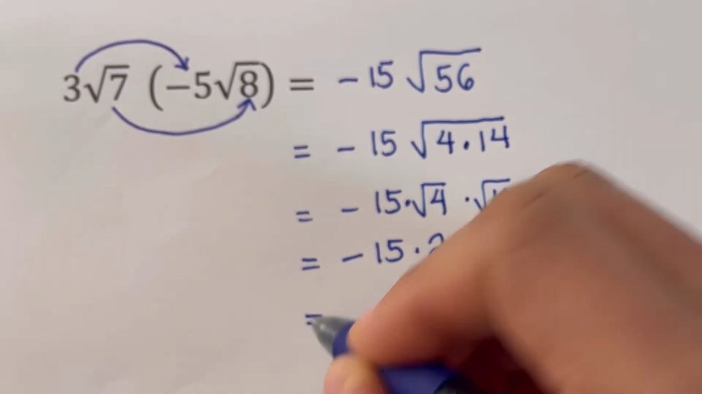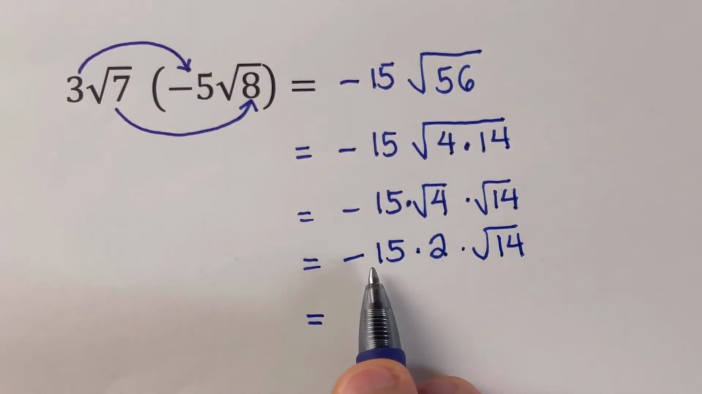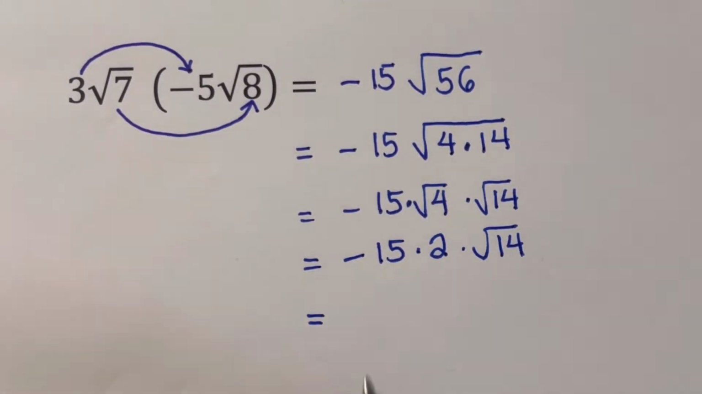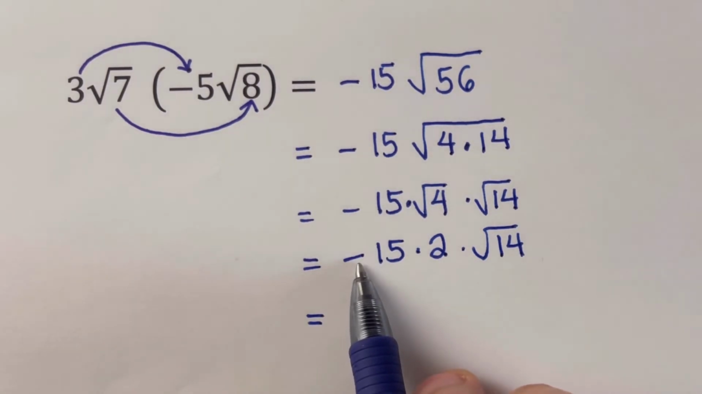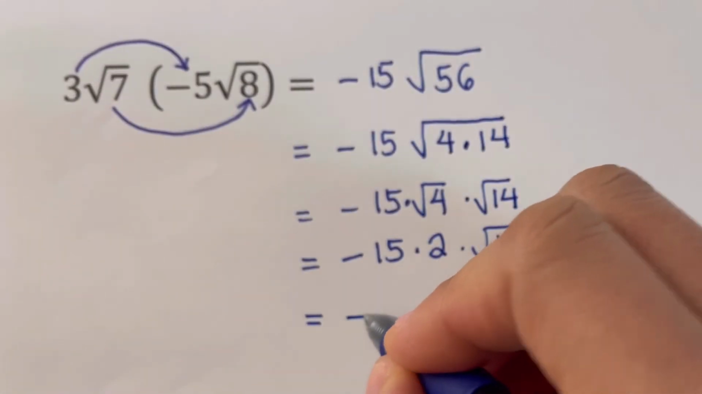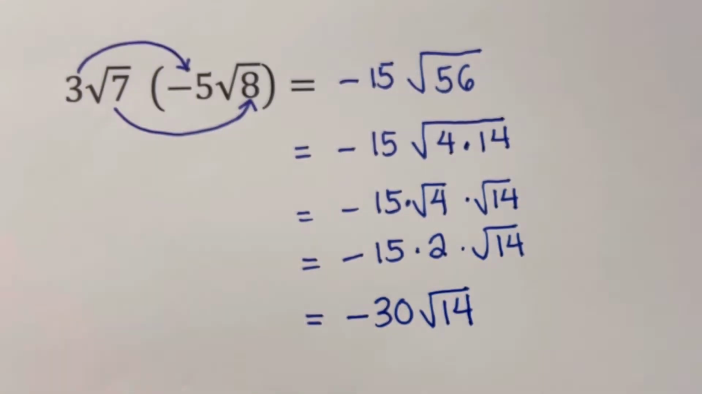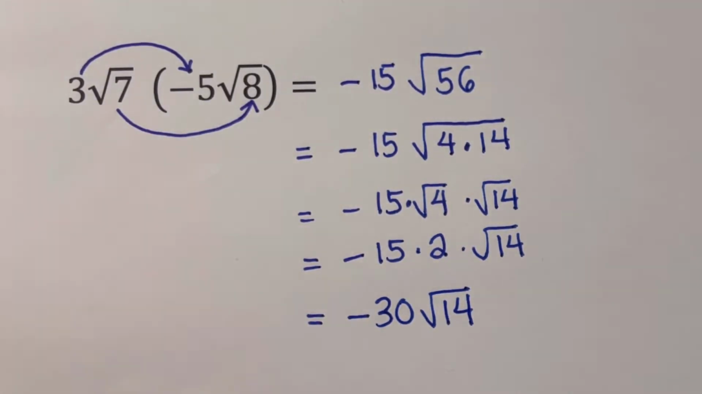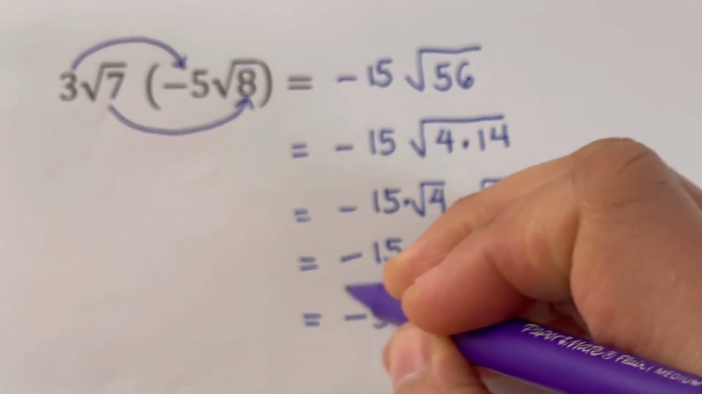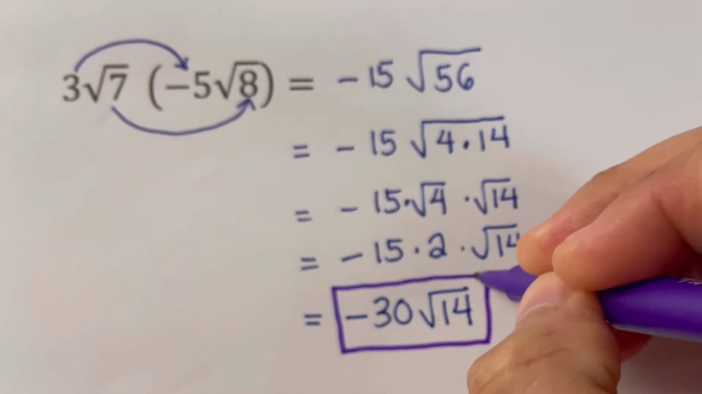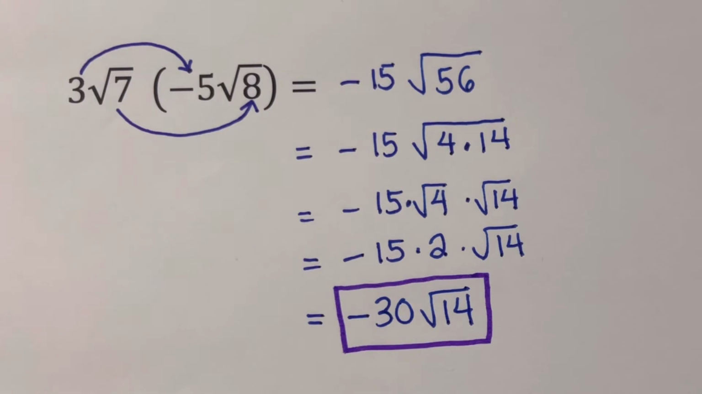And so the final answer for this would be, we combine those constants. So we have negative 15 times 2 is negative 30 square root of 14. So this is the simplified version, or this is the product between these two radical expressions up there. Now let's move on to the next example.